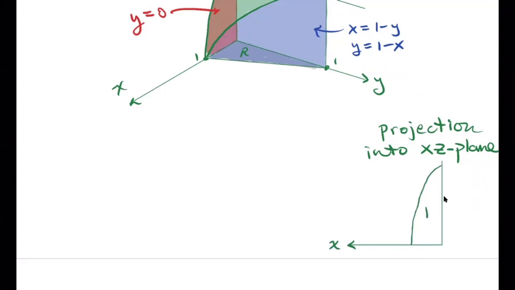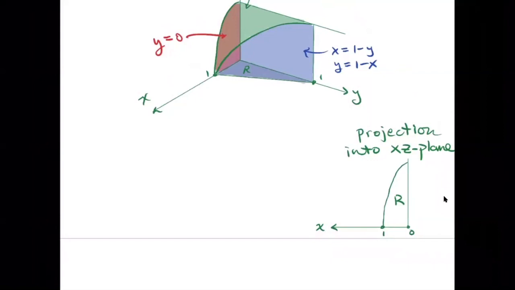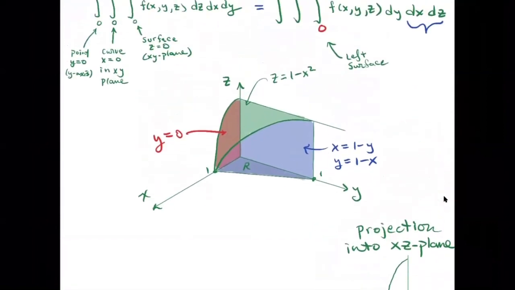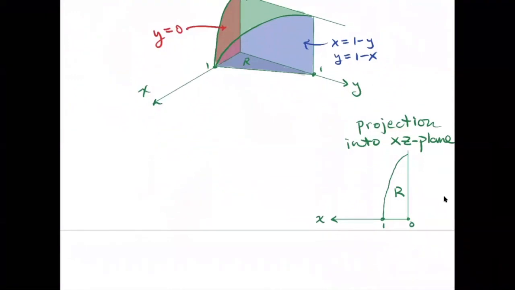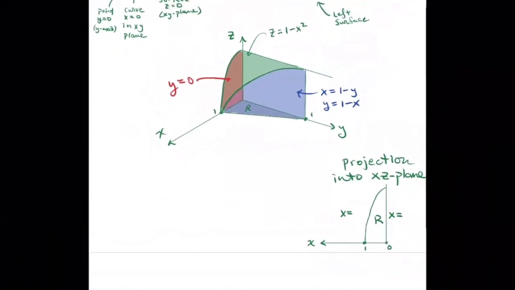So that's my region R. Notice x is 1 right there, and then on the other end, x is 0. But remember, I'm going curve to curve here, and these are limits for x that we're working on. X goes left and right. So the curve on the left has to be x equals something, and the curve on the right has to be x equals something. So the question is, what is x on the left?